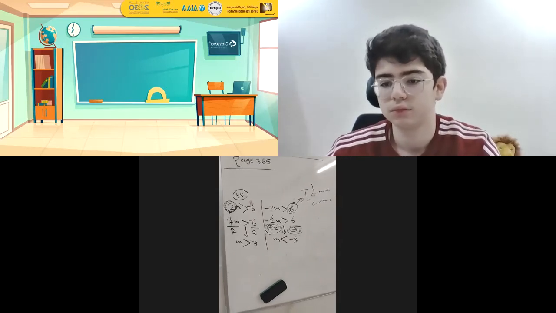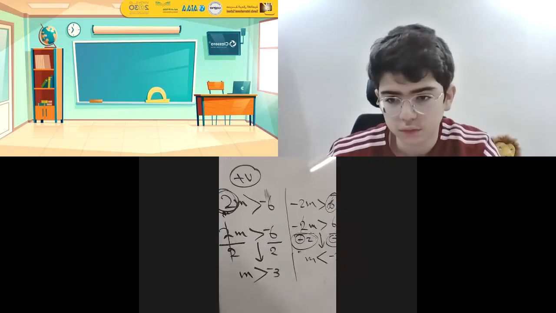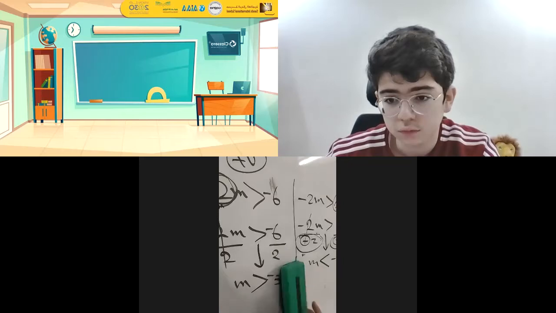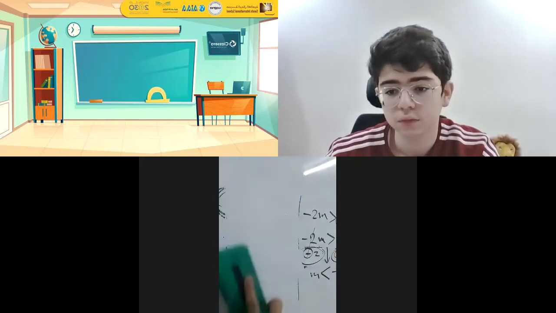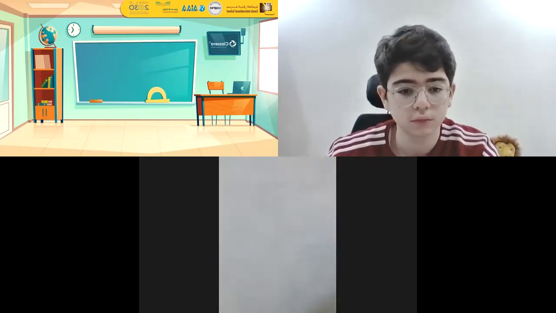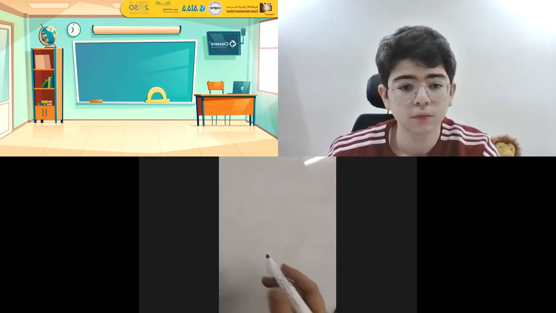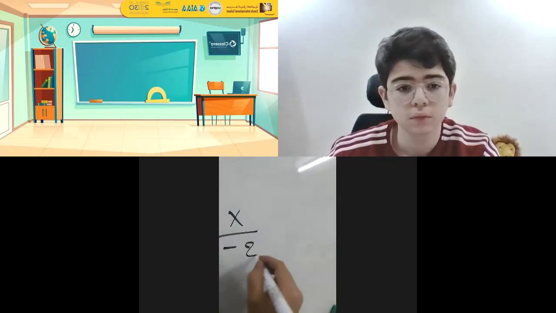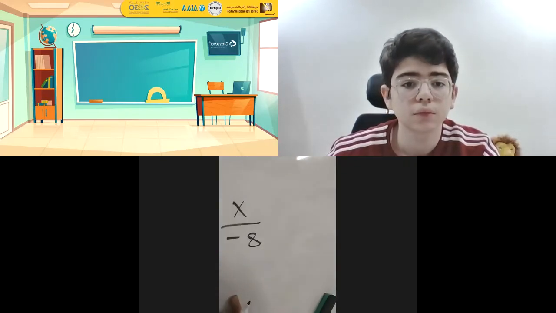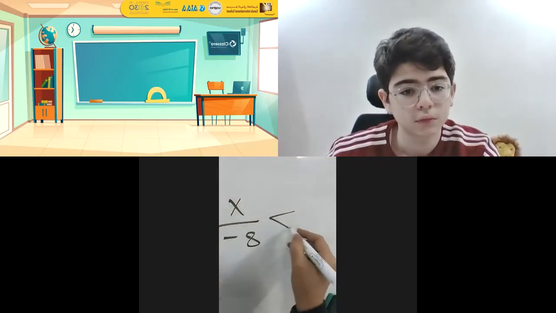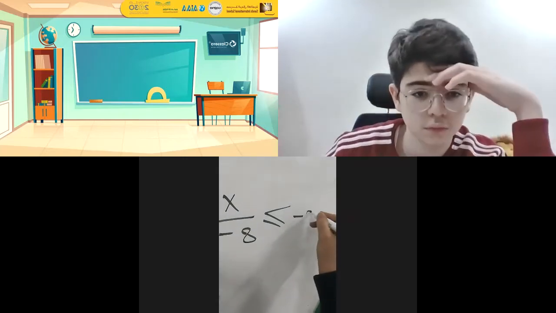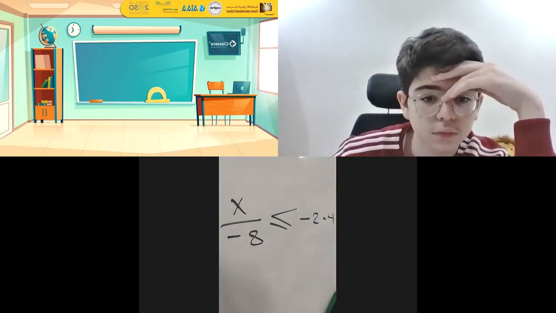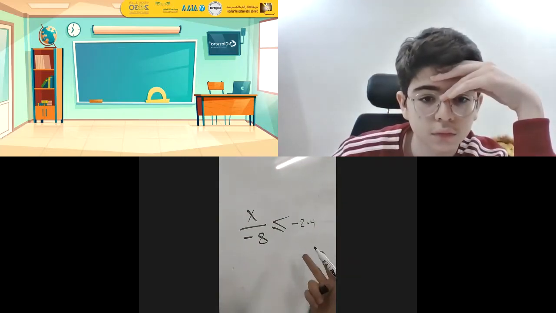In question number 9, in the homework, page 363. Tell me. X over -8 less than or equal to -2.4. So this is a division inequality, right?